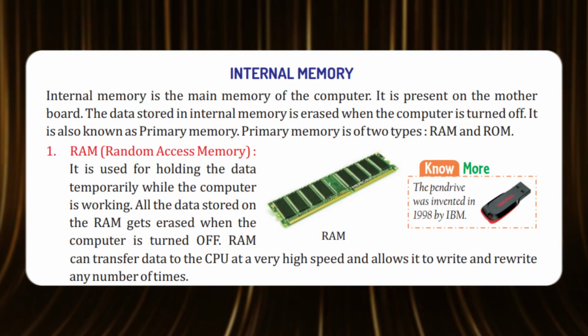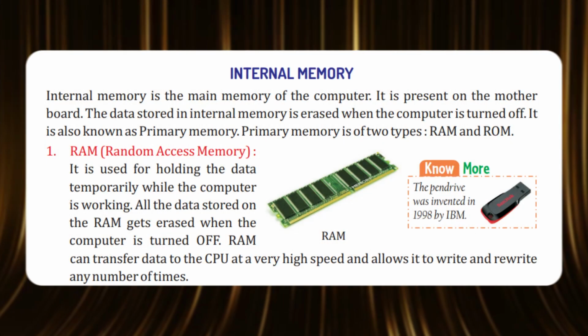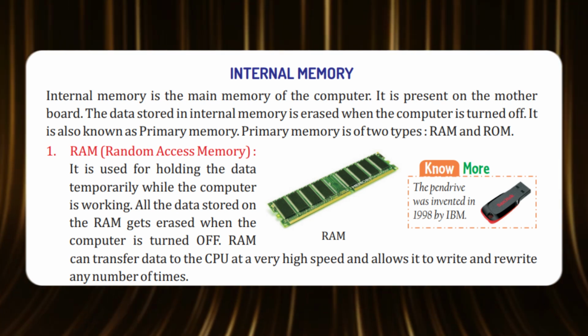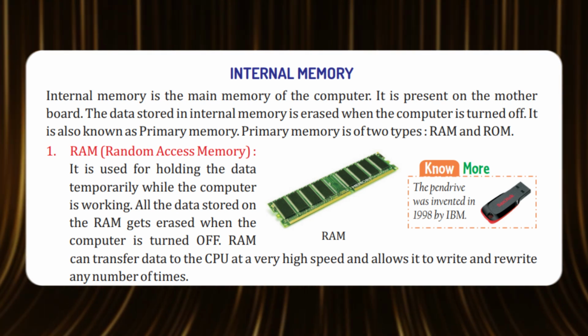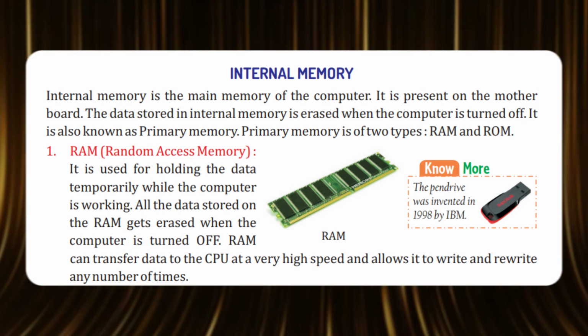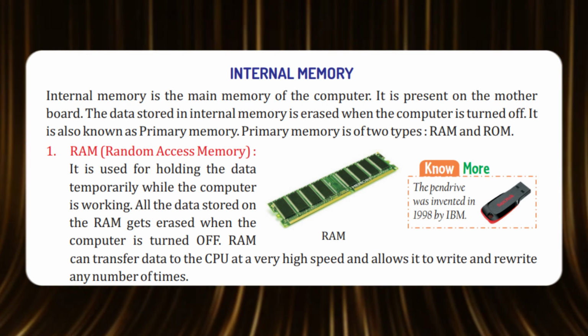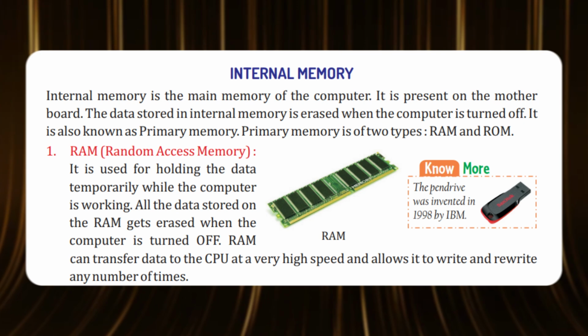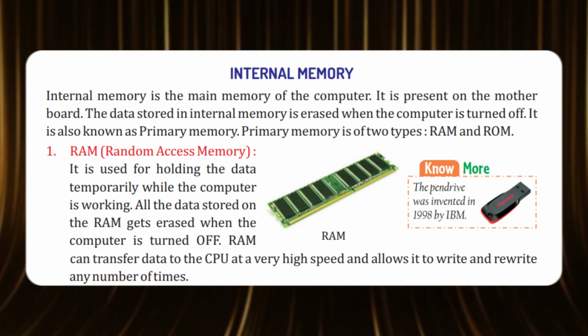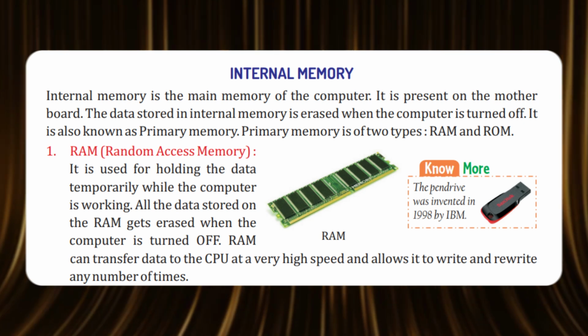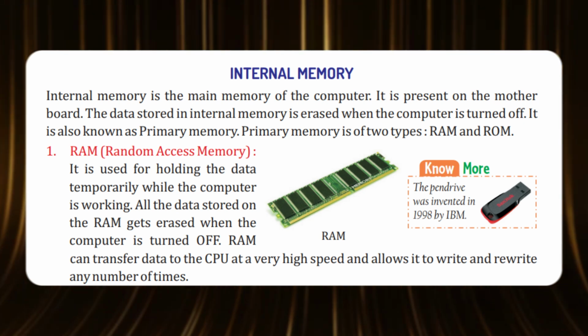Internal memory. Internal memory is the main memory of the computer. It is present on the motherboard. The data stored in internal memory is erased when the computer is turned off. It is also known as primary memory. Primary memory is of two types, RAM and ROM.